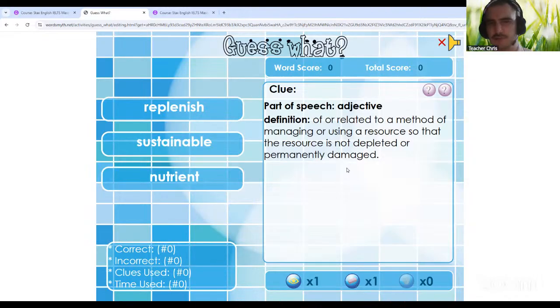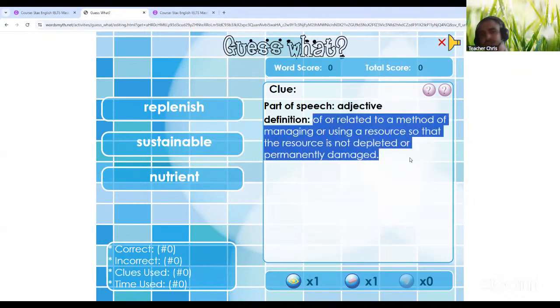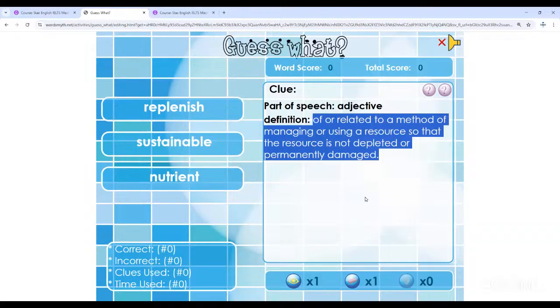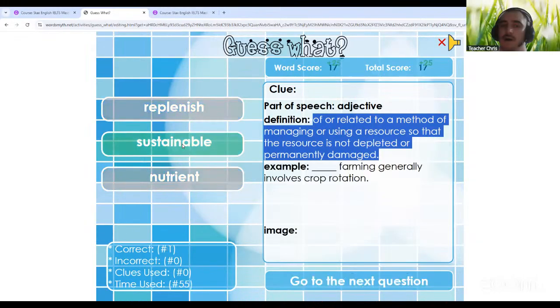So let's try this one. So we've got the word replenish, sustainable, and nutrient. Now we know it's an adjective, and the definition is of or related to a method of managing or using a resource so that the resource is not depleted or permanently damaged. So does anyone have any idea what the word could be? Which one of these words is likely to be the right one? Hui, do you have an answer? How about sustainable? You are absolutely right.